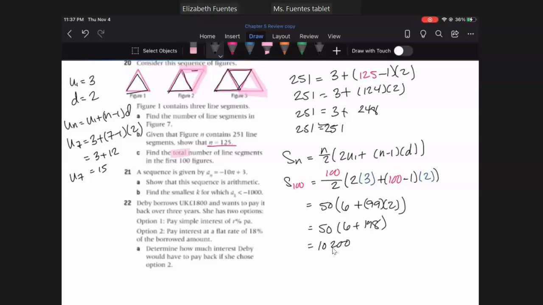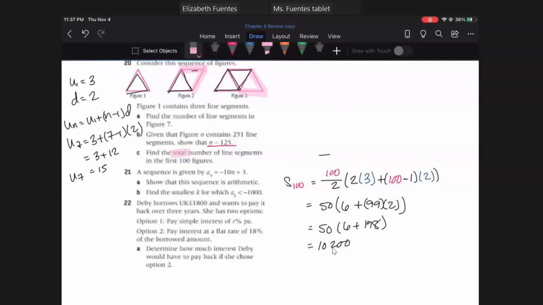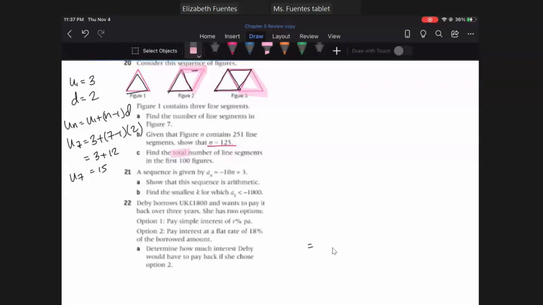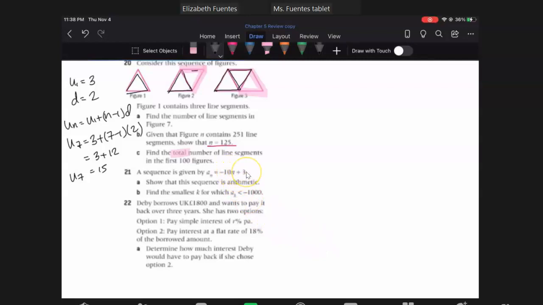21. A sequence is given by a of n equals negative 10n plus 3. Show that the sequence is arithmetic. So remember, for a sequence to be arithmetic, it has to have a common difference. And the common difference has to be either added or subtracted. It cannot be multiplied. So they're telling you, okay, here is your general sequence. A of n equals negative 10n plus 3.